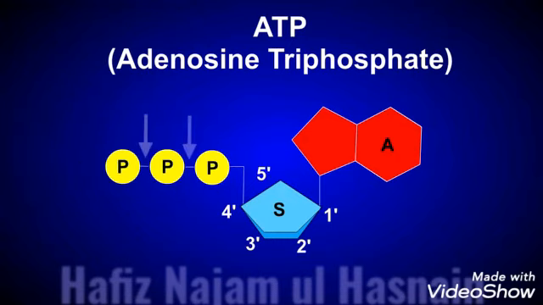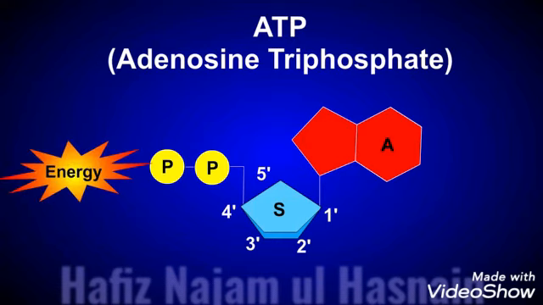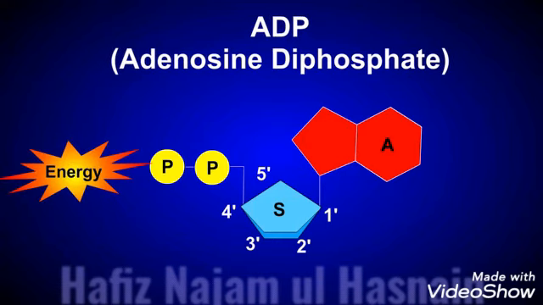The bonds between the phosphate groups are high-energy bonds. These molecules serve as temporary energy batteries for the cell. When energy is needed, the terminal phosphate group is removed, releasing energy and forming adenosine diphosphate, which may then be recharged by the energy pathways of the cell.